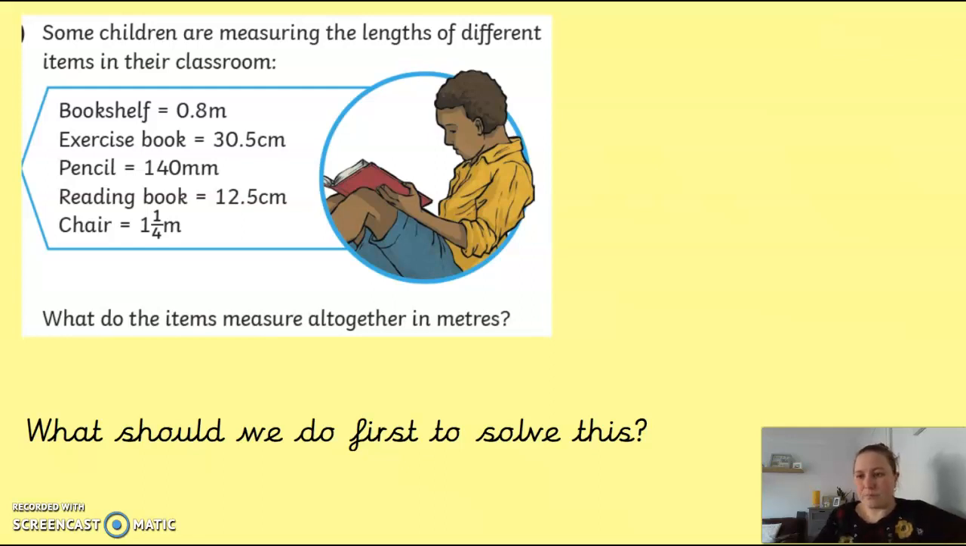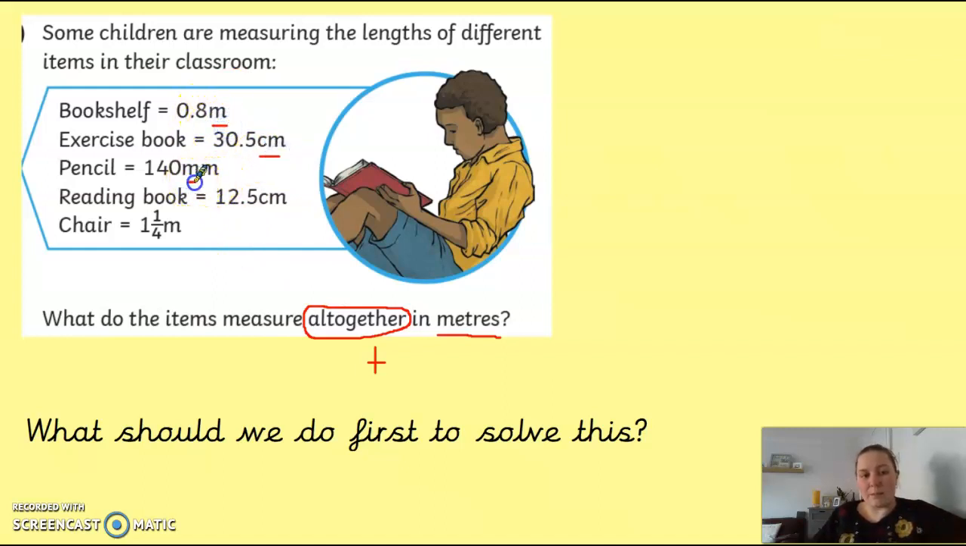So, our clue in the question, first of all, about what we've got to do, altogether tells us that we are going to add. In metres tells us about what our final answer needs to look like. So what should we do first to solve it? We can't add these numbers that are all in different units.